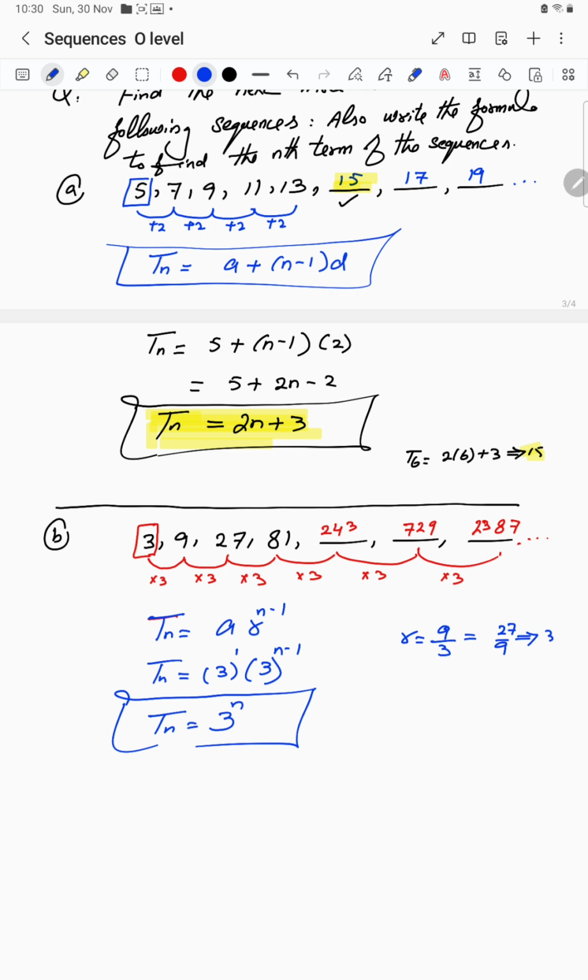Here I want to check if, say, I have the last term 2187. Which term is it? 1, 2, 3, 4, 5, 6, 7. So if you replace n with 7, T7 will be 3 power 7. That is 3 into 3 into 3 into 3, 7 times it will multiply itself. So 3 times 3 is 9, times 3 is 27, times 3 is 81, and so on. You can do it without even a calculator.